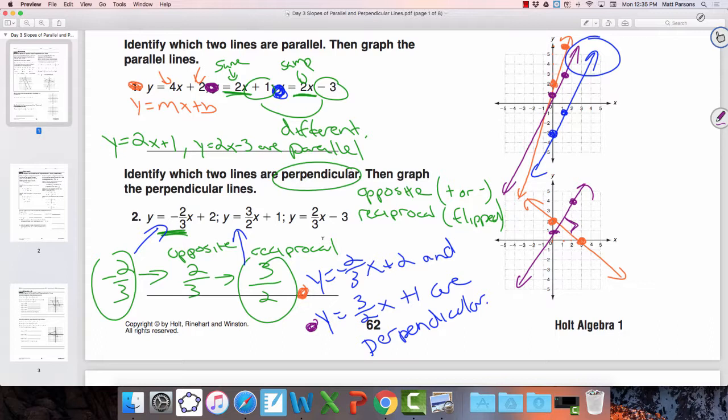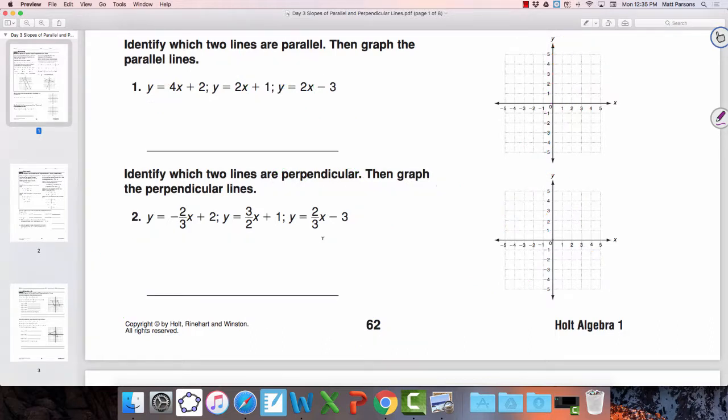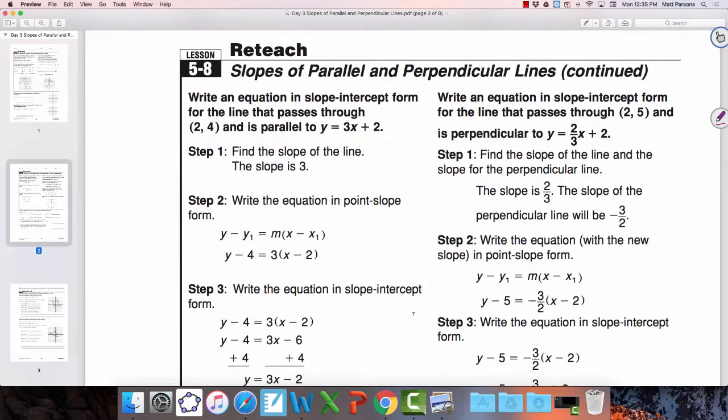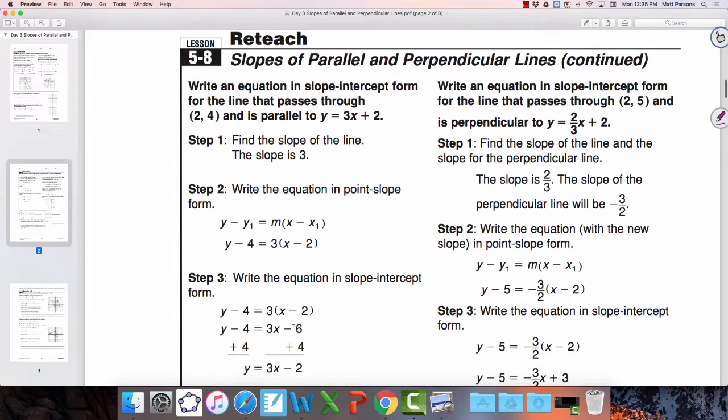For my next example, we're going to go to the next page, and we're going to actually write the equation in slope-intercept form. So my first step is always to find the slope. Finding my slope means that if it's parallel, they're going to be the same. If it's perpendicular, they're going to be opposite reciprocals.